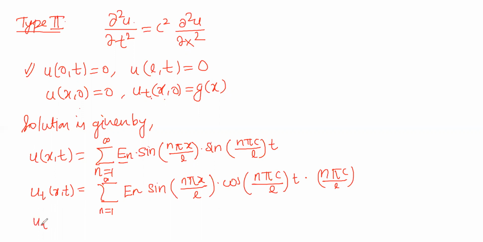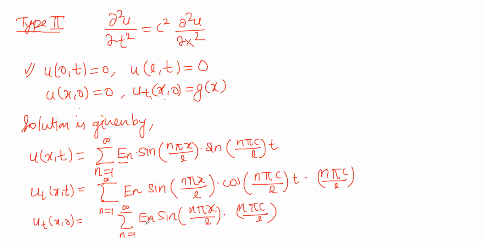So basically I'm getting u_t(x,0) will give me summation n equal to 1 to infinity En, and I think this is a constant, so I'll write it outside, n pi c upon L. Wait a second, no, I cannot do that, because n is inside the summation, so we cannot take it outside. So let's write it down here only: sin(n pi x upon L) into, and when I put 0 here, cos 0 will give me 1. I'll be just left with n pi c upon L.